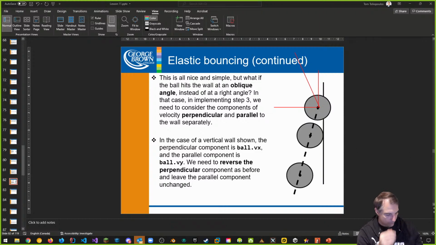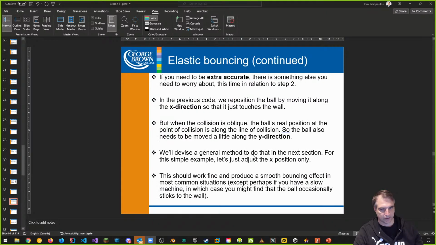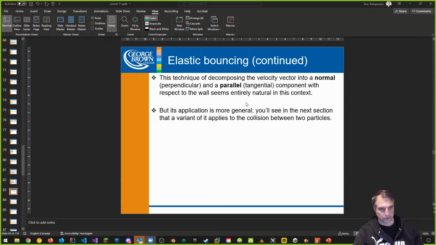Okay. Now this is not tricky. This is actually quite simple to do, right? And I'm bringing it up because this could be one possible solution in the way you come up with a bounce against the wall. So this technique of decomposing the velocity vector into normal perpendicular and parallel tangential components with respect to the wall seems entirely natural in this context, but its application is more general, right? So again, this is with elastic bouncing.